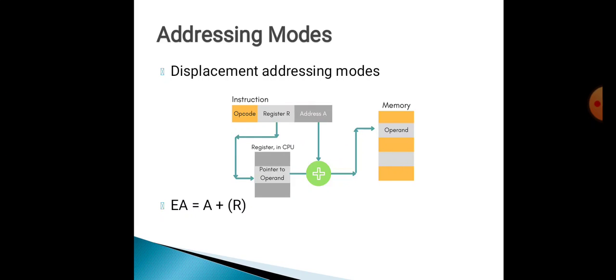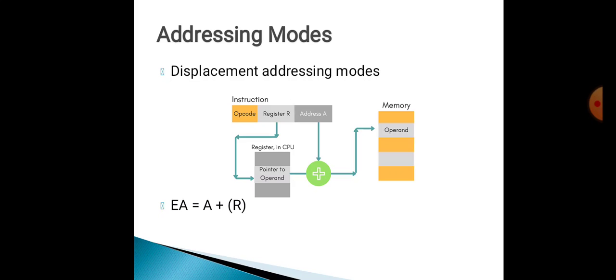Next, displacement addressing mode. This addressing mode combines the capability of direct addressing and register indirect addressing. In this addressing mode, the instruction has two address fields: value and reference register. The effective address is computed by adding the contents of the reference register to the value. EA equals value plus R.